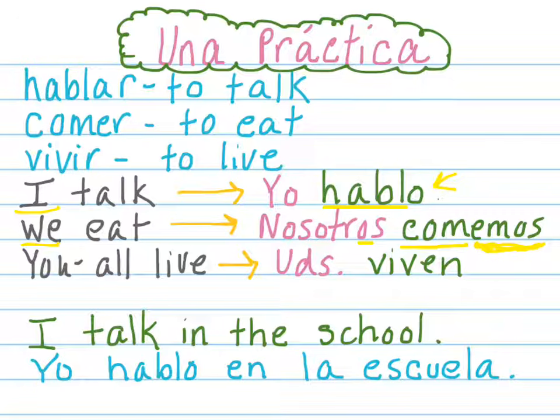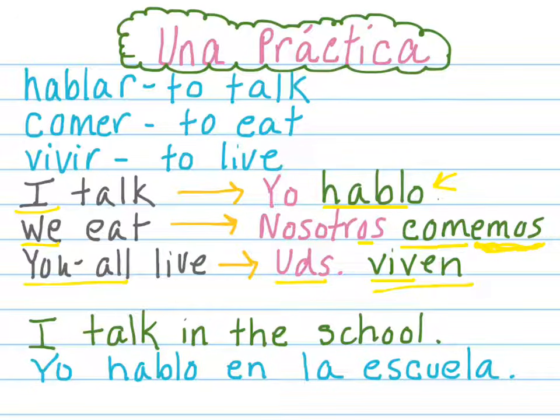Okay, let's do another one. You all live. Remember, that's ustedes. So ustedes, your stem would have been VIV, and then your you all, ustedes ending for IR verbs is en, so you would get viven. Viven.